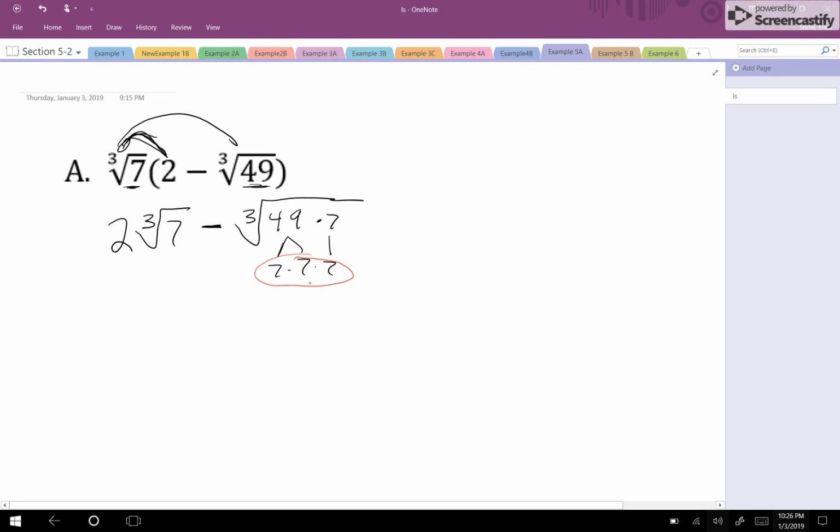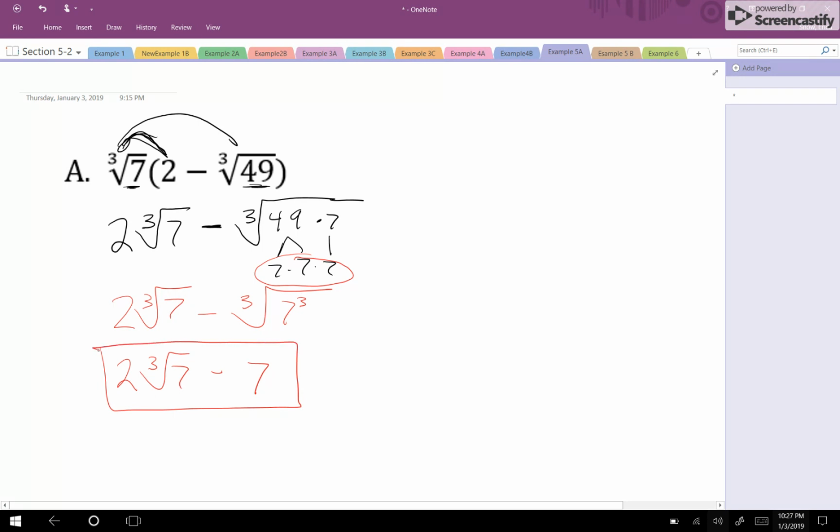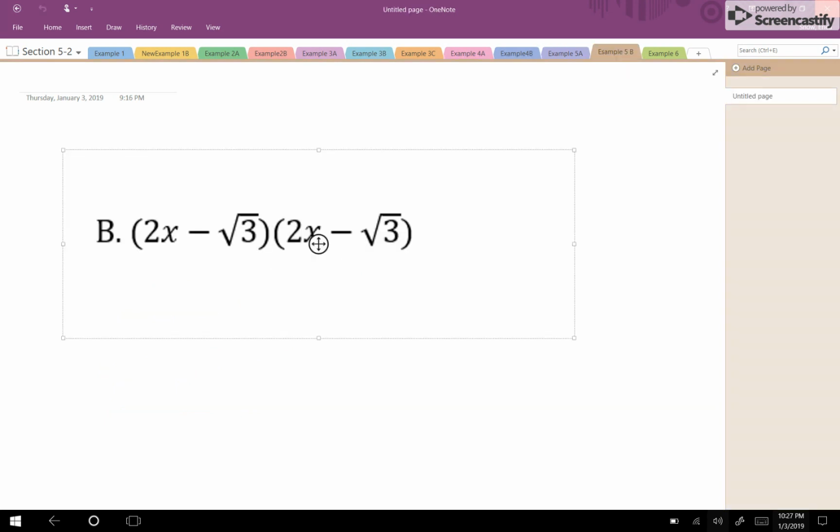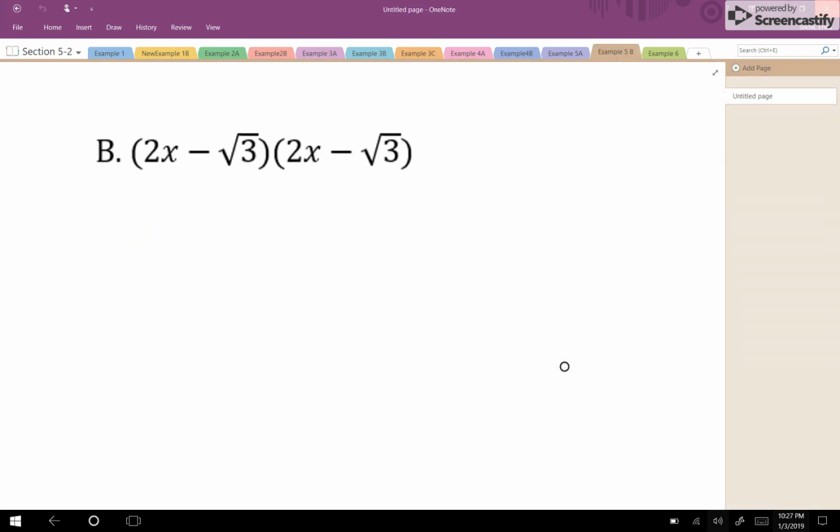If I have 3 of something, I can rewrite it like that. And then you smarty pants people know that the cube root of something cubed is just that number. So this is our reduced radical form. Now 5B might give you a little bit of pause. You look at that and you're like, I have no idea how I'm going to do this.